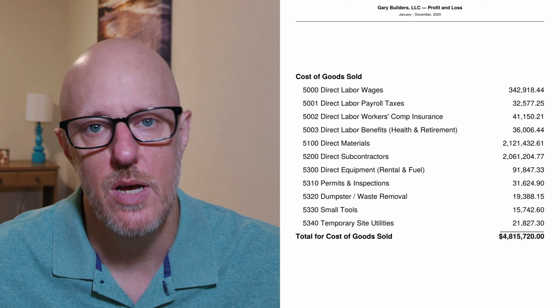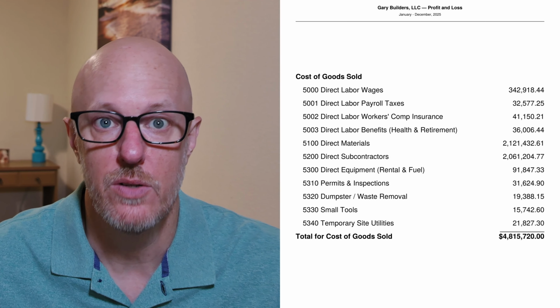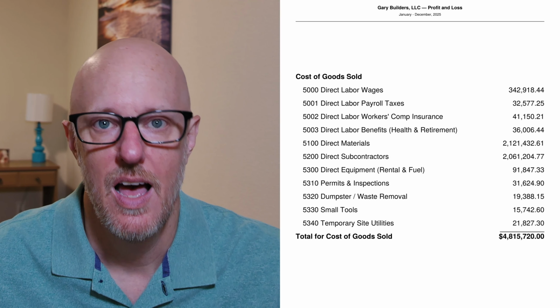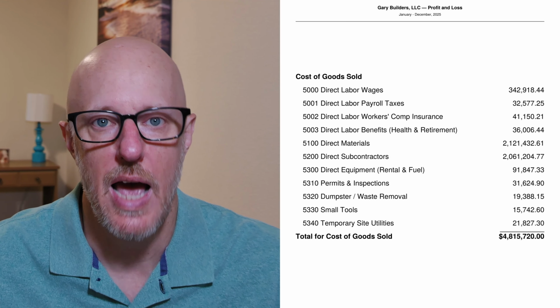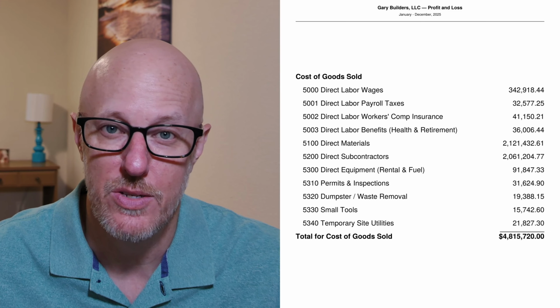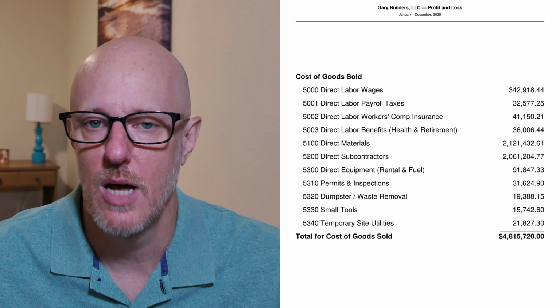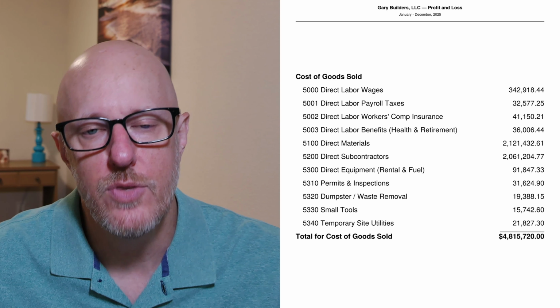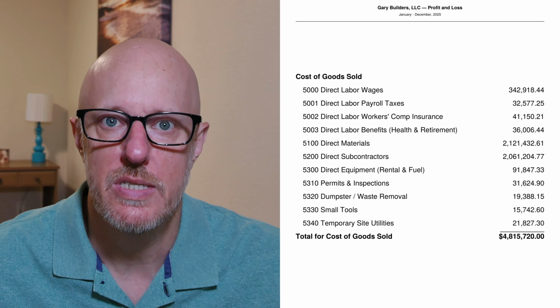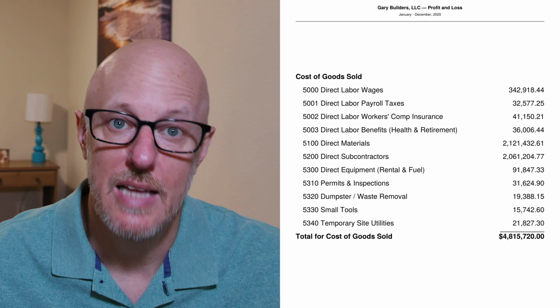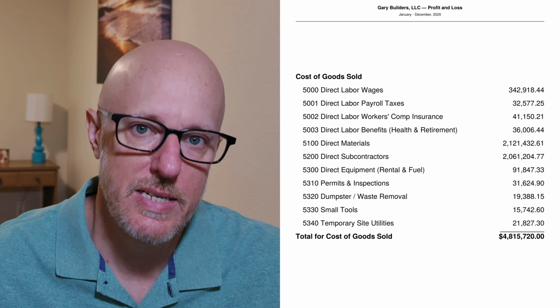Now, here's something worth knowing if your own P&L doesn't look anything like this. A lot of contractors' books don't actually separate direct labor out this way at all. It just gets lumped in with everything else, often because that's simply how QuickBooks sets things up by default unless somebody goes in and redirects it.